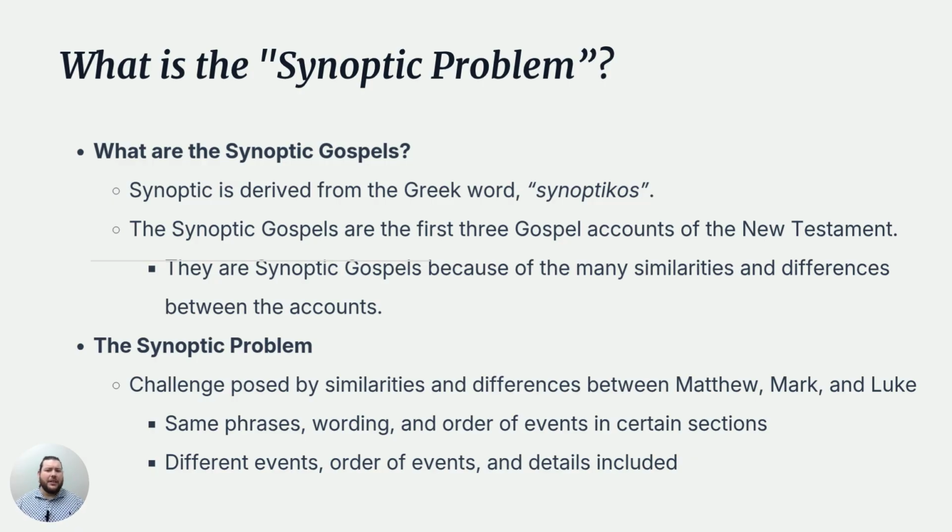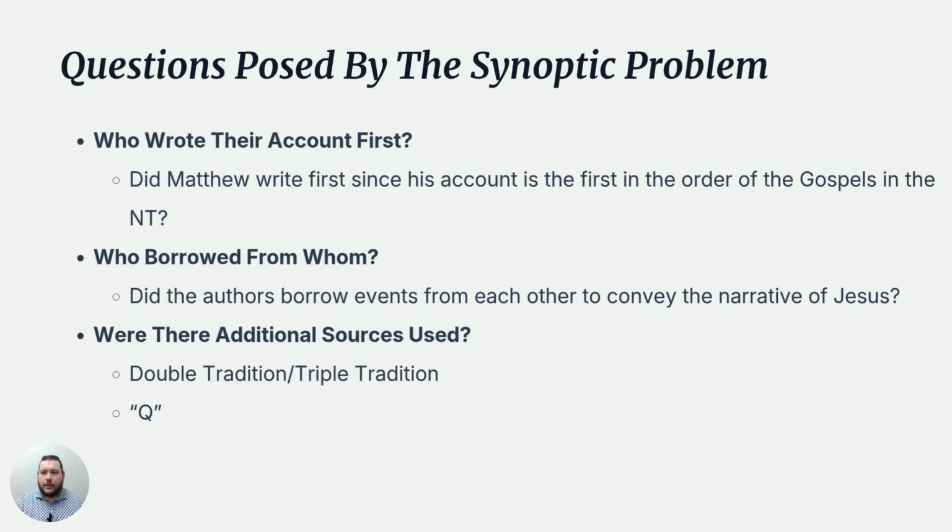How did they end up sharing the exact same order of events and direct vocabulary in some passages while heavily diverging, leaving things out, or changing sequence in others? To solve this, we need to look at three main questions. First, who wrote their account first? Second, who borrowed from whom?